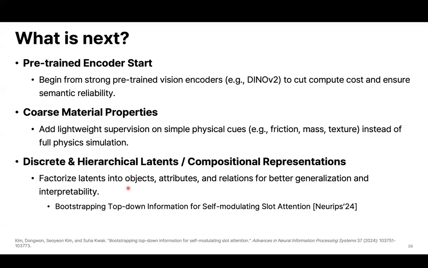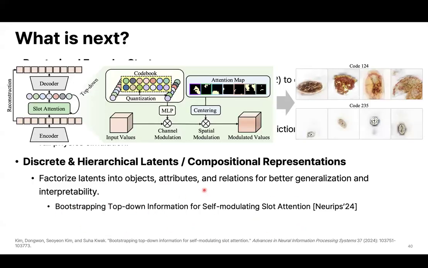So this connects to work related to slot attention in NeurIPS 2024, which decomposes the scene into object-centric slots, and shows how top-down signals can guide the structured latent representation. And when this model is trained, each code represents object level semantics.